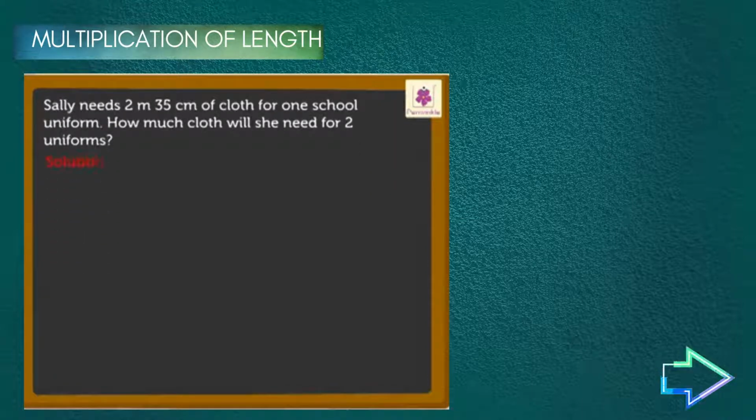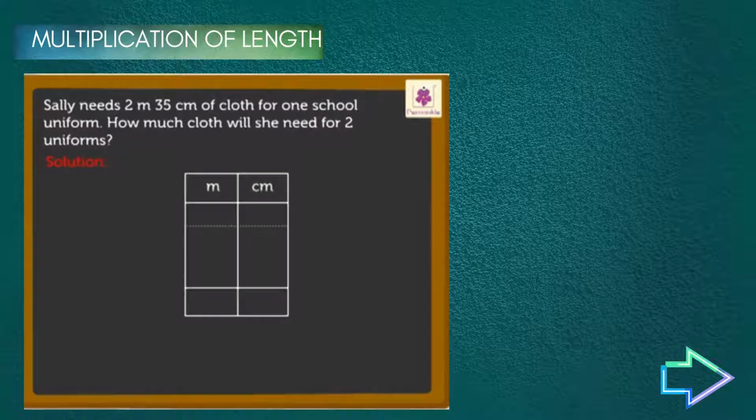Come on, let's start. First, write the numbers in the meter and centimeter columns. Now, multiply the digits in the centimeter column. Multiply the digit in the ones place with the multiplier, that is 2 into 5 is equal to 10.